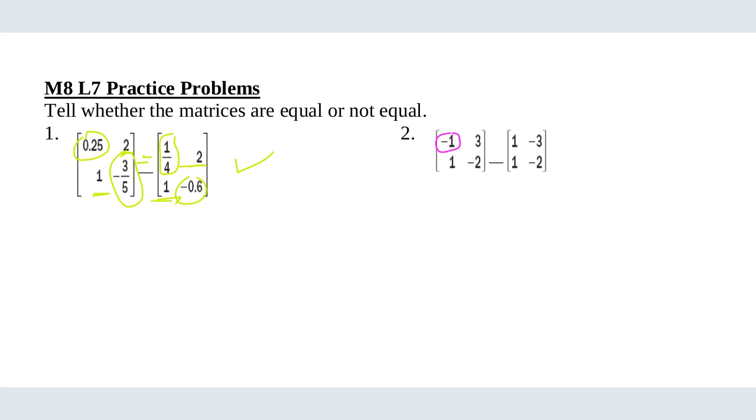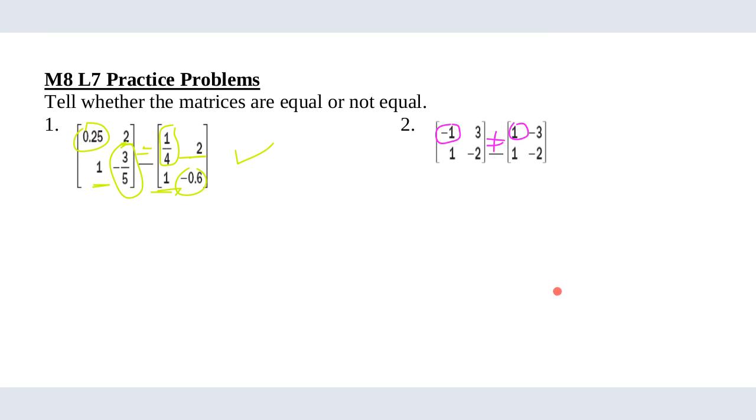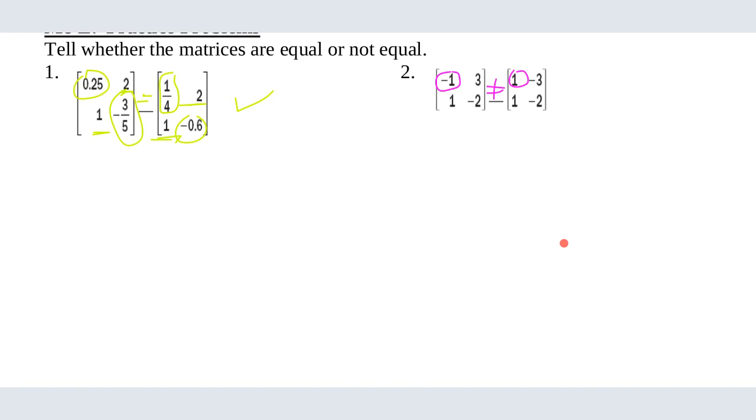Okay, so negative 1 is not equal to 1. If one pair of elements are not equal, they're not equal.